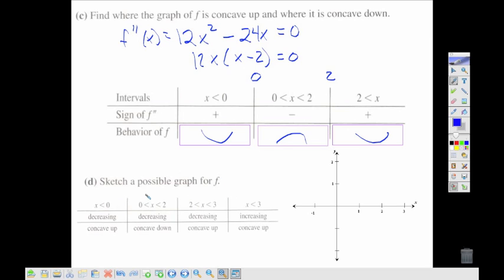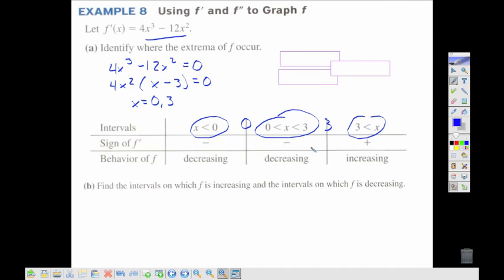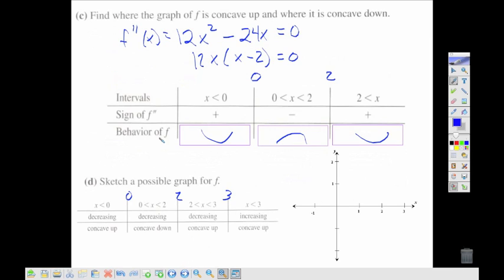Now notice what we've done here. We've combined the two charts on the last two pages. So here's our sign chart for f prime, which told us about decreasing or increasing, and we've combined that with our chart here, which tells us about concave up or concave down.